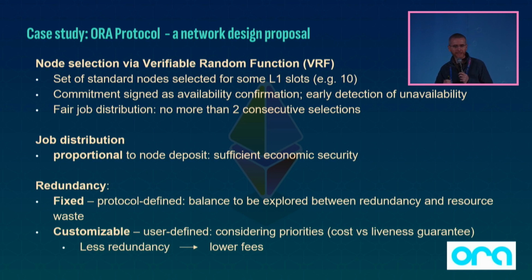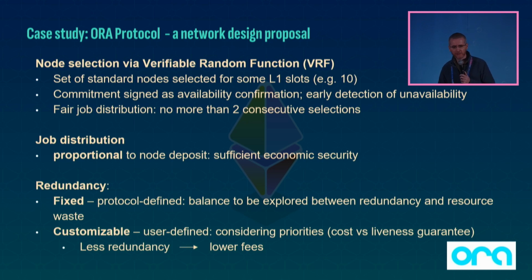And to make job distribution fairer, I would exclude any node that has been selected twice consecutively by the selection algorithm. I would exclude that node from the next round to give space to the others. For job distribution, I think it's important to assign proportionally to the node's initial deposit to make sure that sufficient economic security is there behind all the jobs they are assigned and performing.